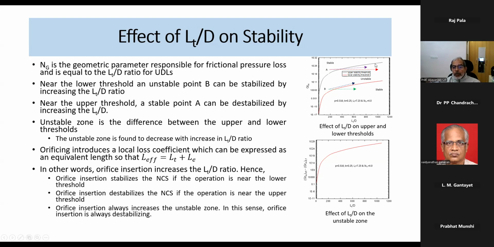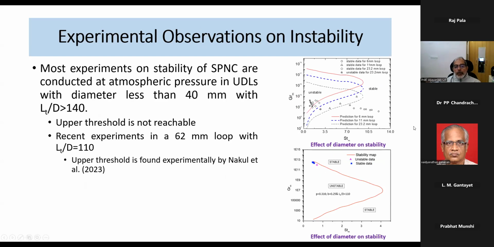Now, this is the upper threshold, this is the lower threshold. And the upper threshold minus lower threshold is the unstable region. Now you find the unstable region actually decreases with decrease in LT by D. So that means, the lower the LT by D, the better. And experimentally also we could show this, both the lower threshold and upper threshold.